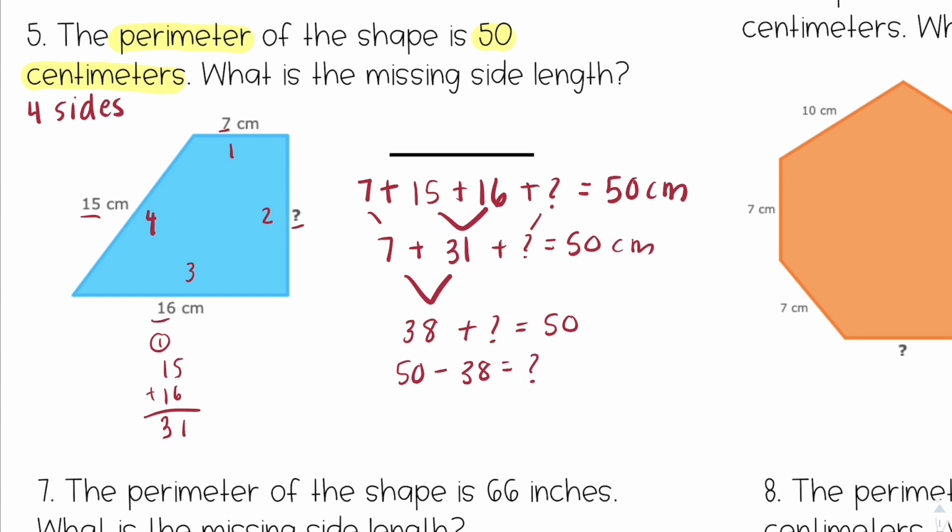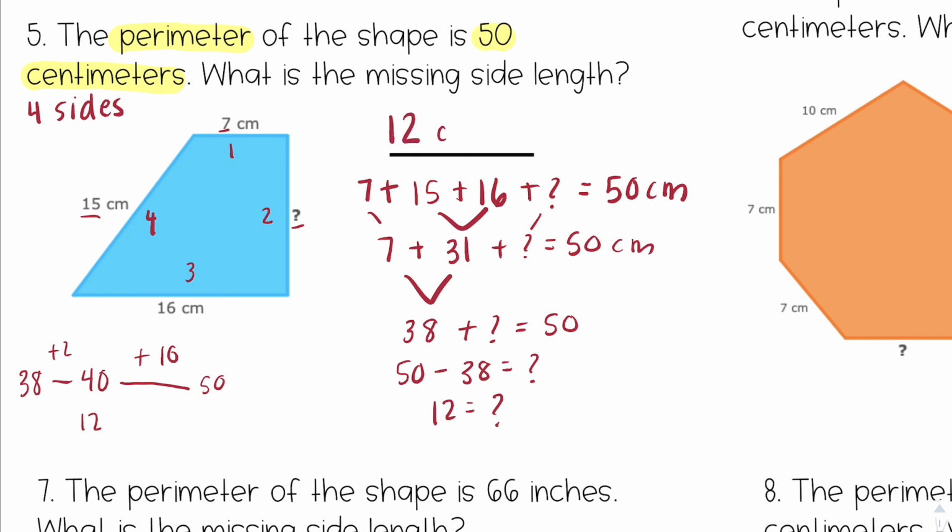I'm going to use inverse operations to solve this, so 50 minus 38, or you can use the add-on strategy. So I could do 38 plus 2 would get me to, not 50, but it would get me to 40. And then I can go from 40 plus 10 to get me to 50. So then when I combine those two totals, I get 12, so I know my question mark is equal to 12, but not 12 anything, it's 12 centimeters because that's the unit that is given to us.